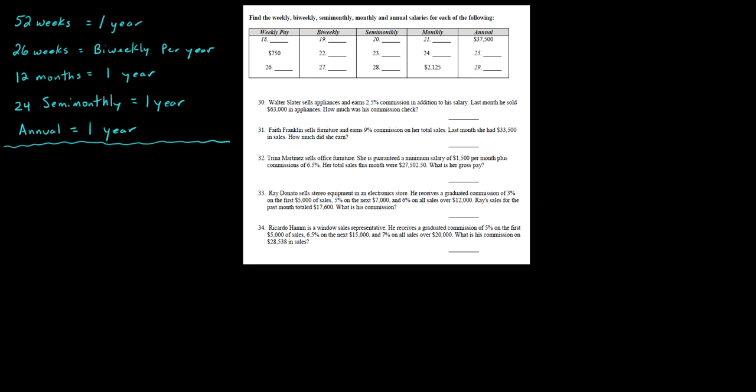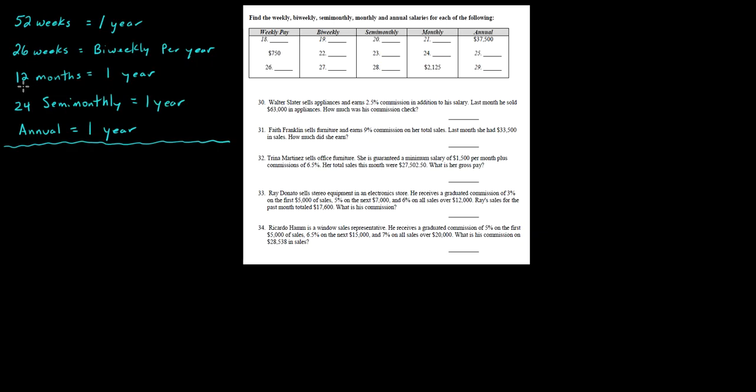All right, so when we're looking at salaries, we have to keep a few things in mind. First off, up here, we have 52 weeks in 1 year. Every other week means biweekly. So if you get paid biweekly, it means you get paid every other week, which happens 26 times per year.